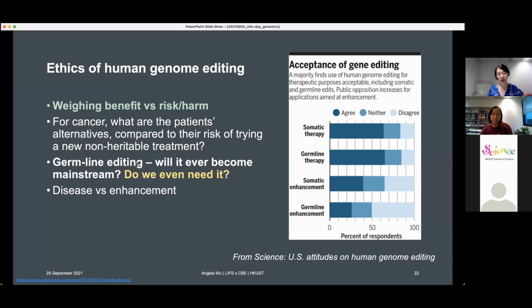As for the germline editing of editing eggs and sperm, we are not sure if it will ever become mainstream because there's a question of whether we really need it and are we really using it to treat disease or are we trying to do enhancement? This is where a lot of ethical issues will come in and people are still having lots of discussions about that. As you can see, the acceptance of gene editing is greatly higher for somatic therapy, meaning the normal non-egg or sperm cells, than for the germline therapies.